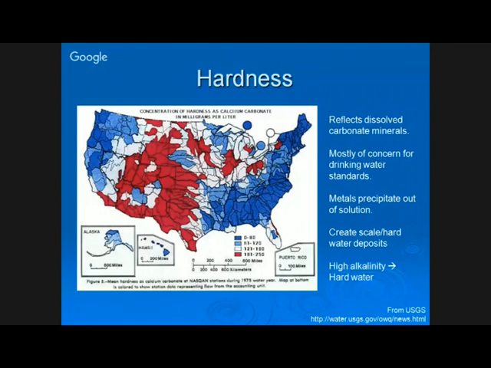Then there is hardness. Hardness is another parameter that is also important in terms of water quality. Hardness reflects dissolved carbonate minerals in the water. So if the dissolved minerals are high, then the hardness will be more. High alkalinity also leads to high hardness. So if the alkalinity of any water is above 150, then we can assess that this water will also be hard water.